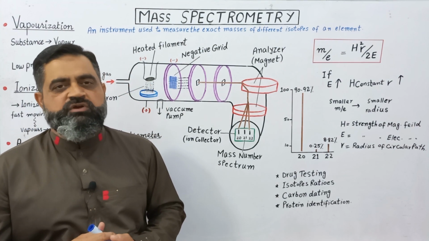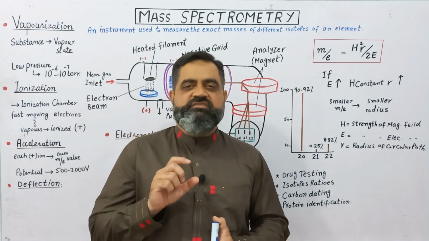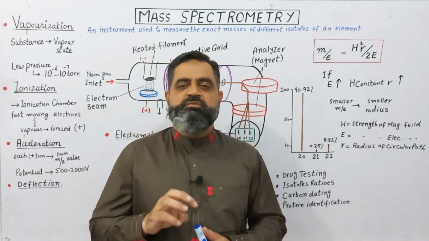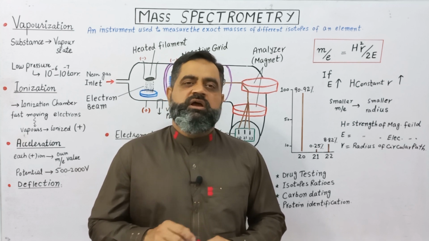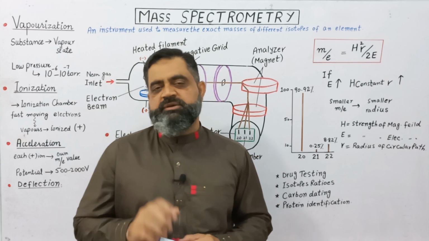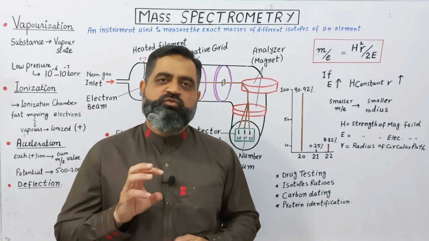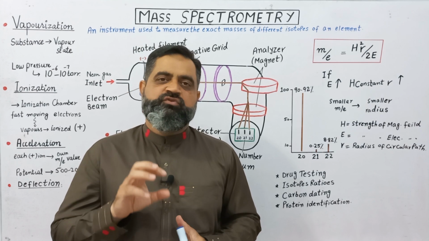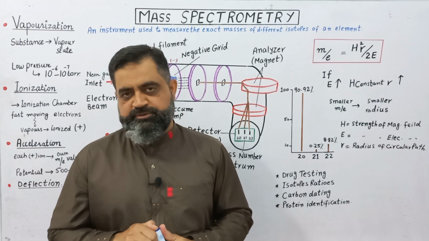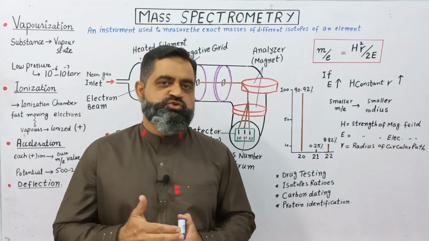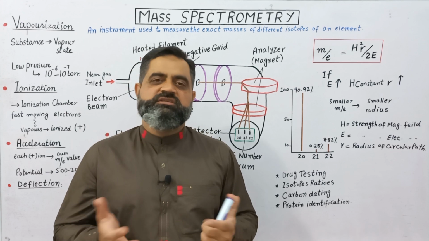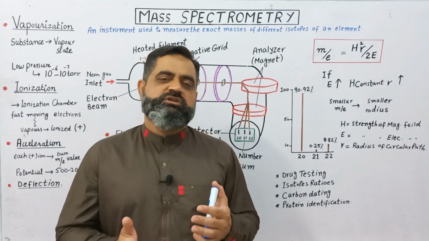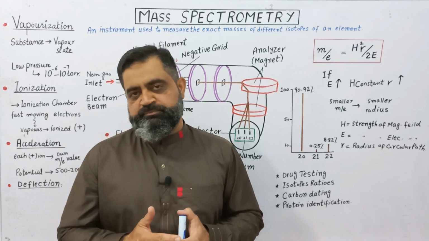First thing first, any substance which is solid, liquid or gaseous can be used in this mass spectrometer. If the substance is in the solid form, then we have to make it volatile so that it can be used in the form of vapors in the mass spectrometer. If it is liquid, it is also vaporized, and if the substance is in gaseous form, then there is no need to vaporize it because it is already present in the gaseous form.